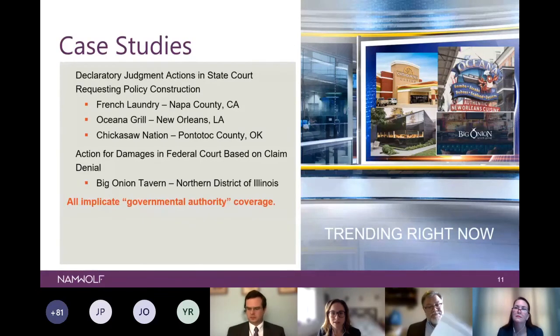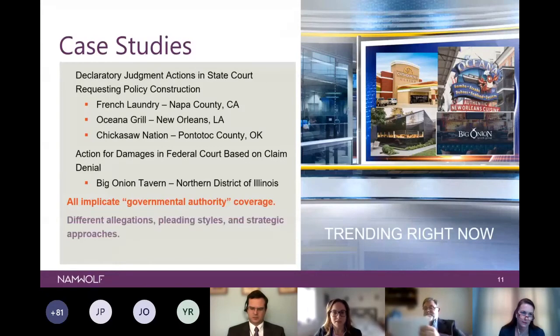And all of these relate to coverage under the governmental authority provisions. But the plaintiffs have taken very different strategic approaches. Just in the interest of time here, we're not going to get bogged down in the details of each case. We're going to talk a little bit more about the major strategy decisions. And if you need any case citations, just let us know at the end and we can provide you with those.